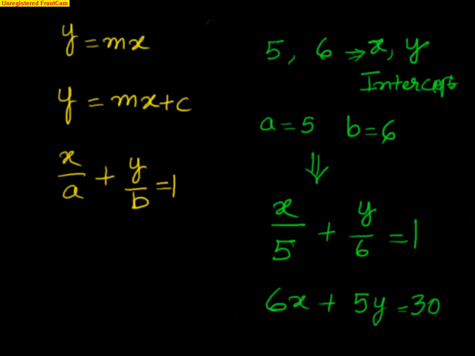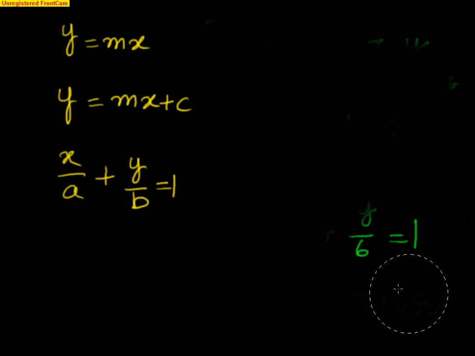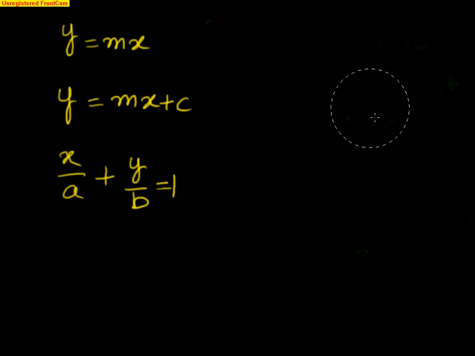Let's see one more. I'll erase this. Let us take a little bit more interesting problem before we close this session. So this is the last sum for this particular session. Find out the equation of the straight line. This is with respect to two intercept form, so you'll be using this formula x by a plus y by b.